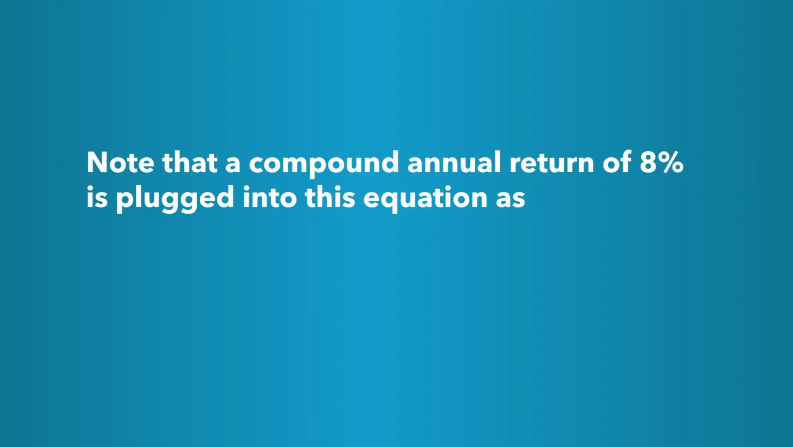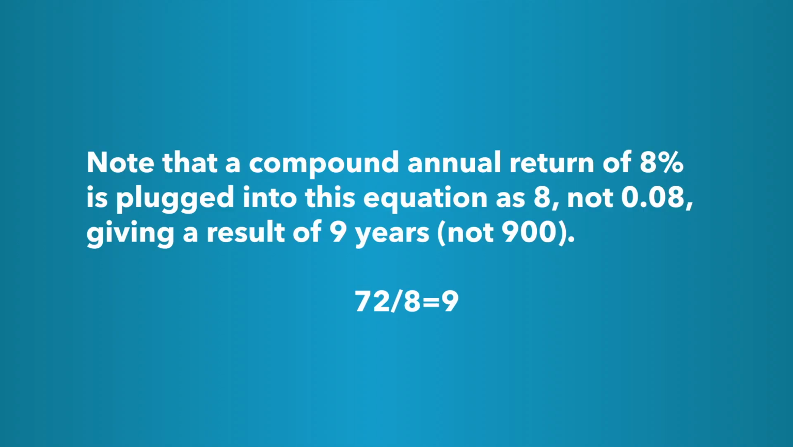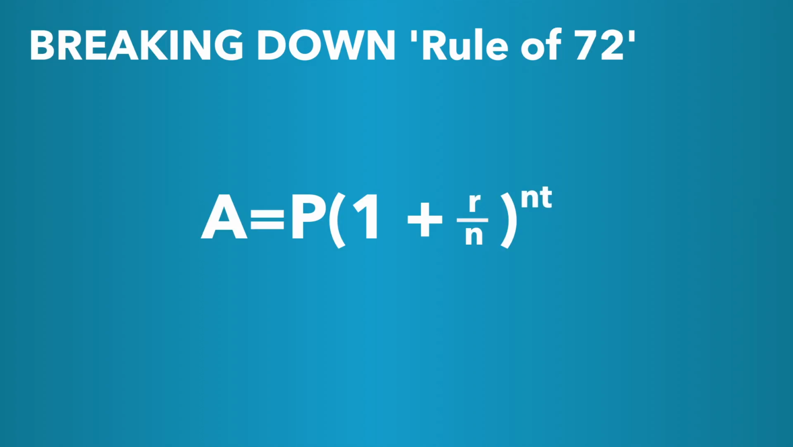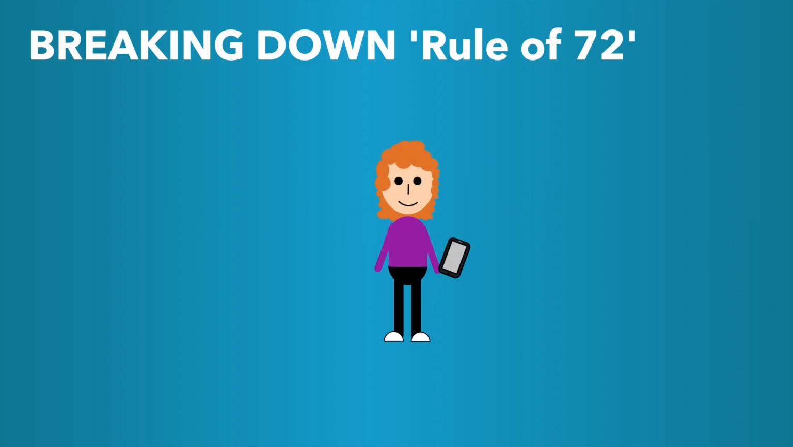Note that a compound annual return of 8% is plugged into this equation as 8, not as 0.08, giving a result of 9 years, not 900. Breaking down the Rule of 72. The Rule of 72 is a useful shortcut because the equations related to compound interest are too complicated for most people to do without a calculator.